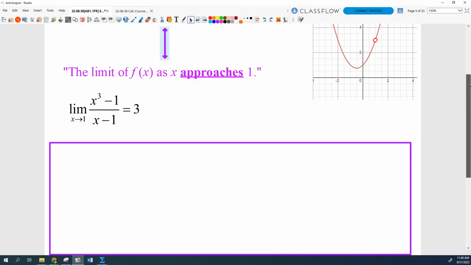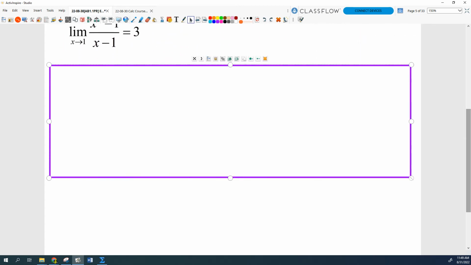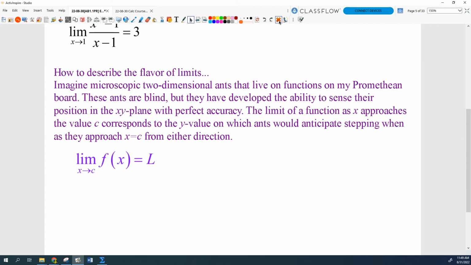This is kind of a goofy way to think about it, but this really works for people. How to describe the flavor of limits. So imagine microscopic two-dimensional ants that live on functions in my Promethean board, okay?